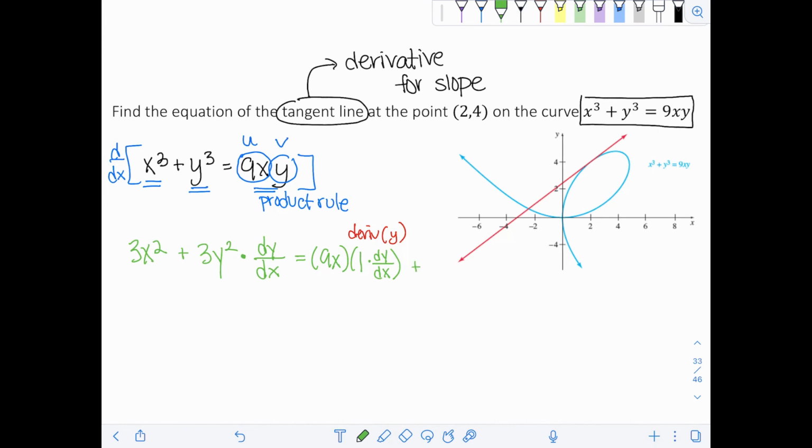And then plus, now we could leave the y alone, but we could take the derivative of the 9x, the other part of the other function that we're using for the product rule. So the derivative of that is 9. And the variable was x, so we don't need to multiply anything extra in there. So this is our derivative. Now we just need to simplify. So let me just try and rewrite it a little bit first.